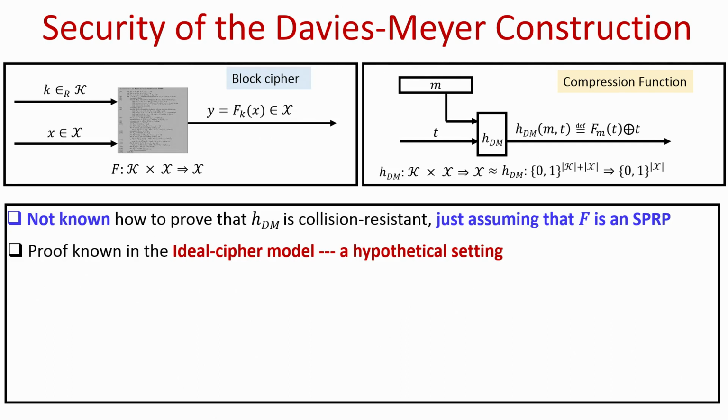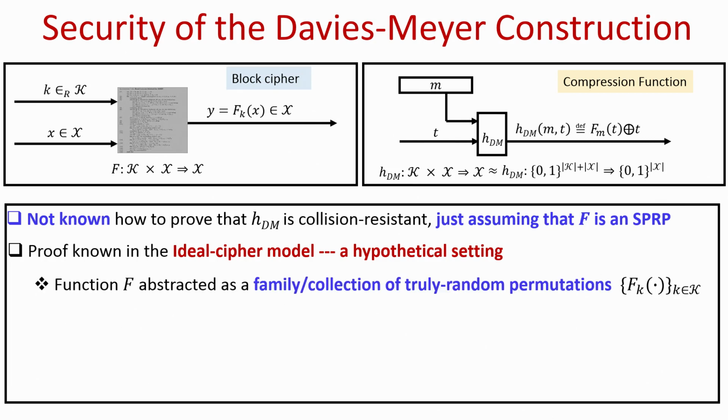However, interestingly, the proof of the collision resistance of the Davis-Meyer construction is known in the ideal cipher model, which is kind of a hypothetical setting because it makes very strong assumptions about your underlying block cipher. So, let us see what exactly this ideal cipher model is.